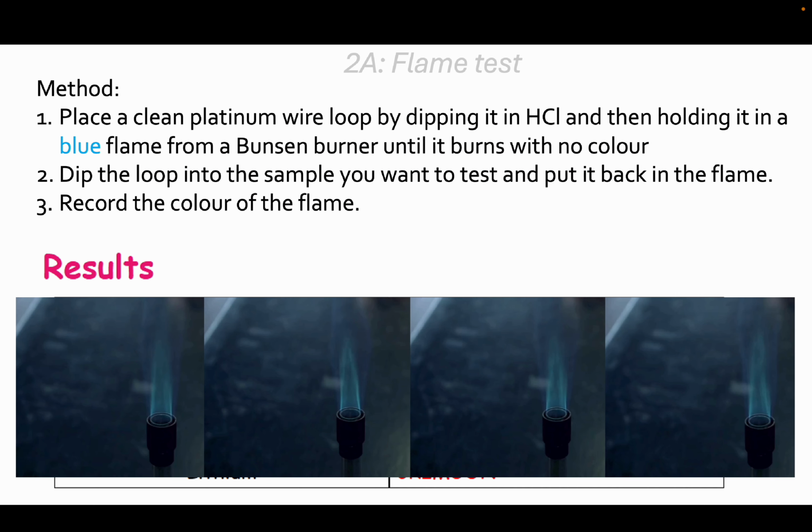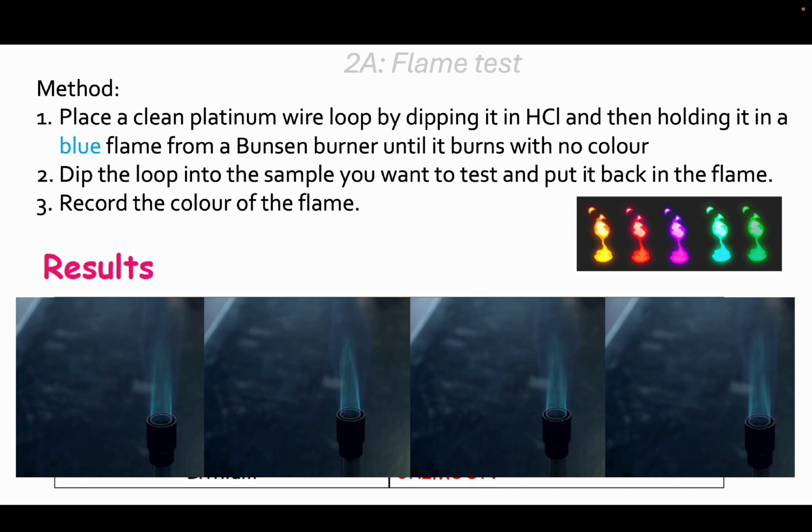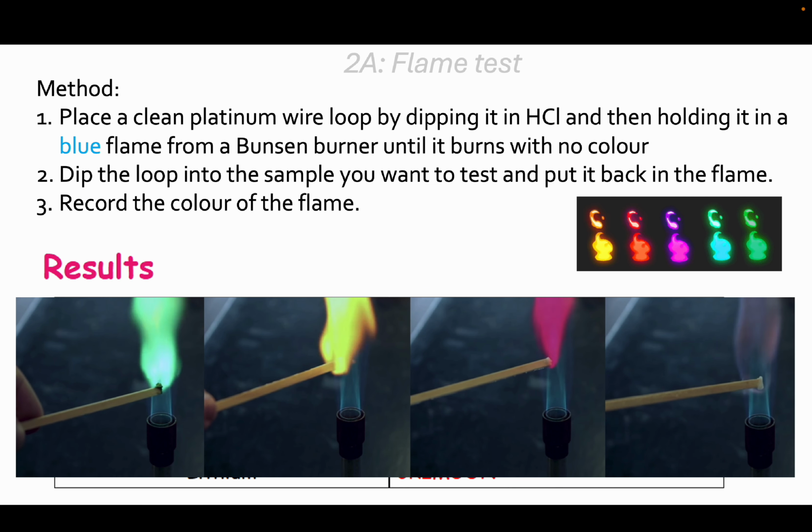We are now going to be looking at the second part, which is testing for cations. We're going to start off with our flame test. So what you do is you place a clean platinum wire loop by dipping it into HCl and holding it into a blue flame from a Bunsen burner until it burns with no color. Then you dip the loop into the sample you want to test and you put it back into the flame and you record the color of the flame.